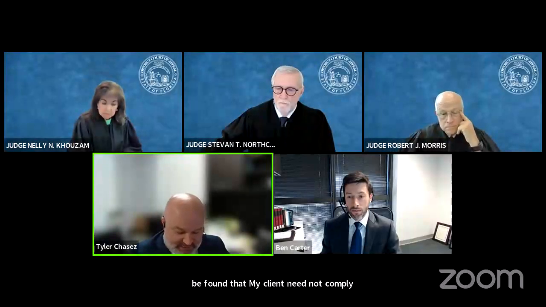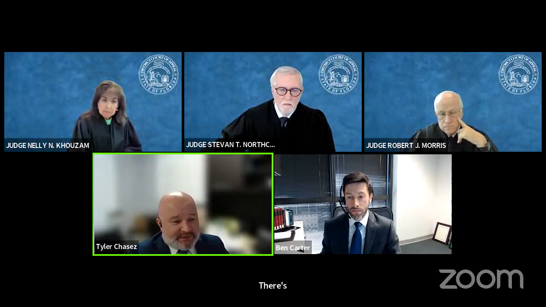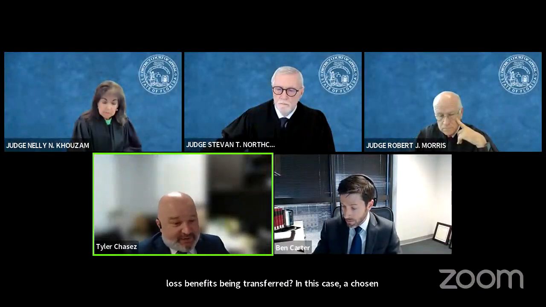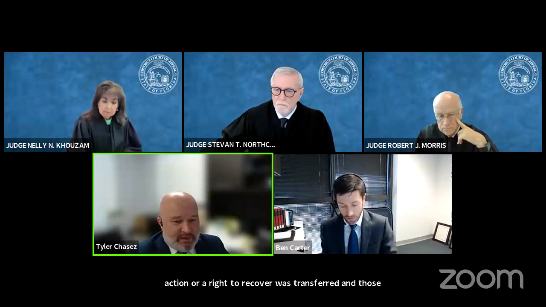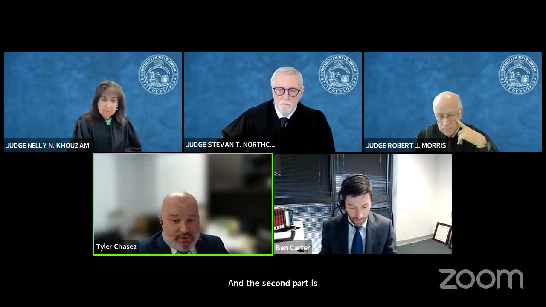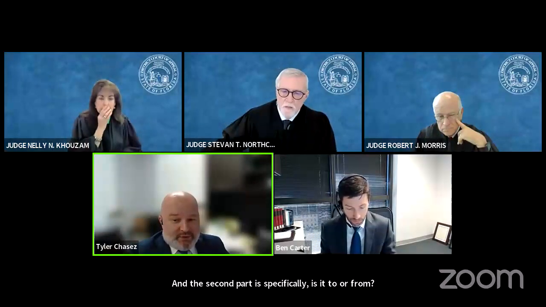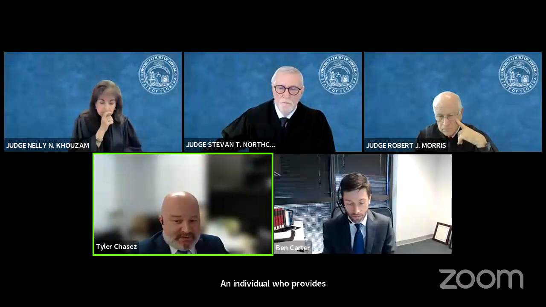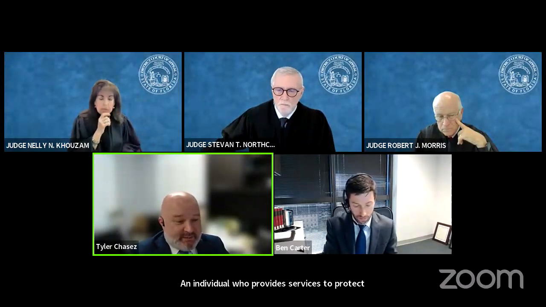There's a two-part analysis. The first is, was there post-loss benefits being transferred? In this case, a chose in action or a right to recover was transferred, and those are post-loss benefit rights. And the second part is, specifically, is it to or from an individual who provides services to protect, repair, restore, replace property, or mitigate against further damages?